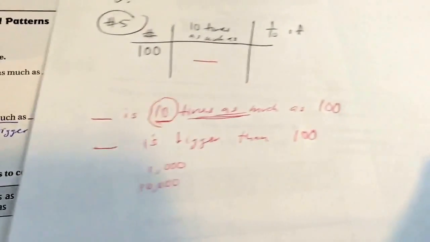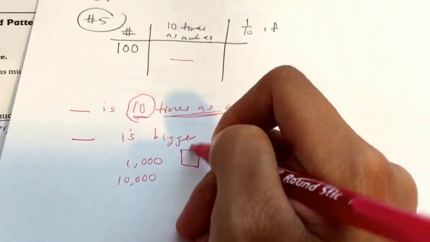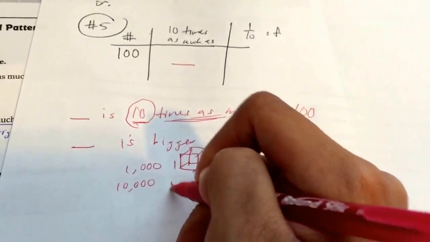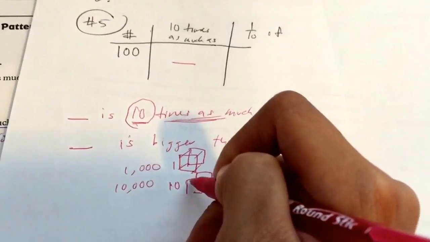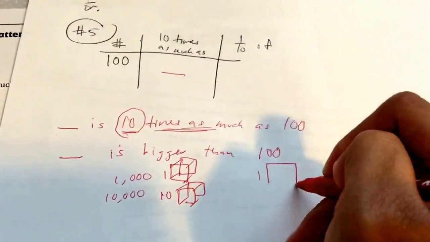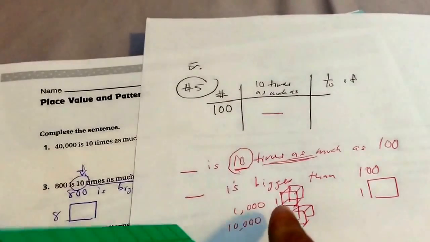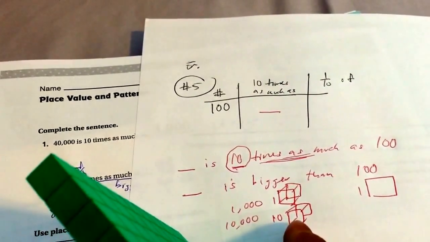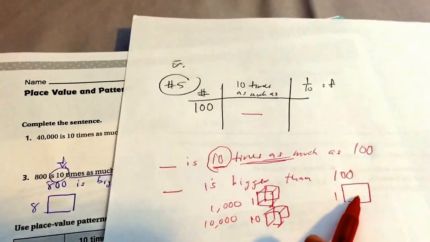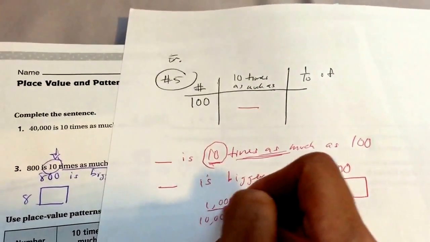So now I'm going to start drawing some pictures. So 1,000 looks like 1 cube. And this is 10 of these large cubes. And then 100 is 1 flat. And we've talked about these quite a few times. If you have 10 of these, you will make 1 cube, not 10 large cubes. Therefore, if you want 10 times as much as 100, 1 flat, 10 times is 1,000.